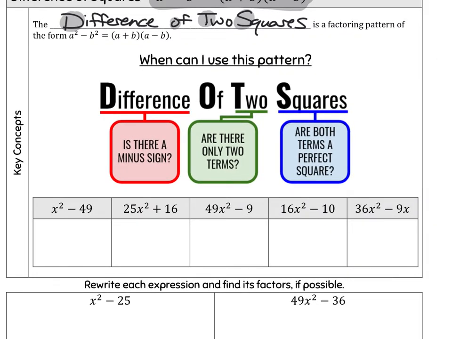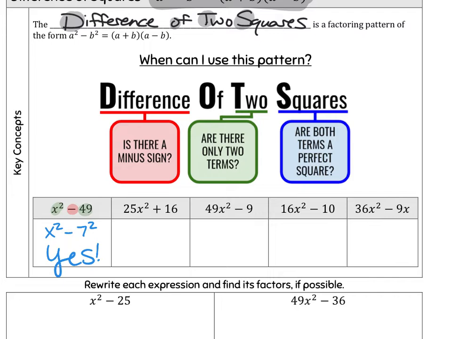Okay, so let's just make sure we know when to use it. This first example here, x squared minus 49. Are we subtracting? Yes. Are there 2 things? Yes. Great. Are they both perfect squares? X squared is for sure a perfect square. Is 49 a perfect square? Oh, yes. 7 times 7, right? They're both perfect squares. 7 times 7 is 49. So this one, we would be able to use the formula.